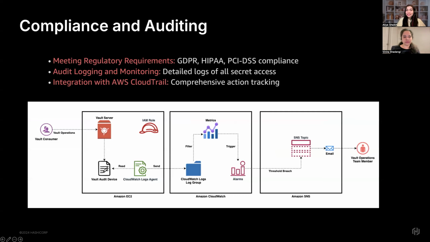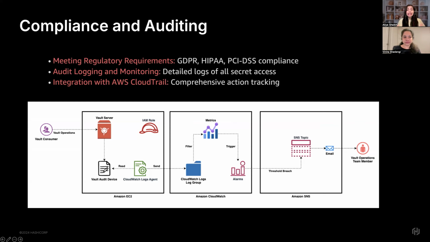Okay, let's talk about compliance and auditing. Compliance is a critical concern for many organizations, and Vault provides several features to help meet regulatory requirements such as GDPR, HIPAA, and PCI DSS. Let's talk about audit logging. Vault provides detailed logs of all secret access. These logs can be used for compliance, reporting, and security investigations.